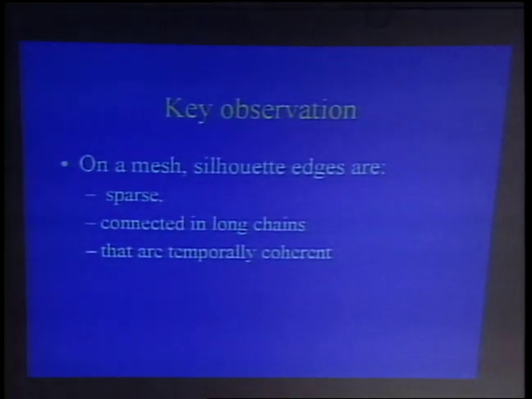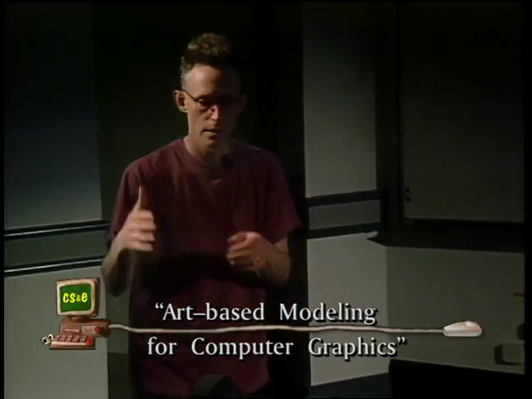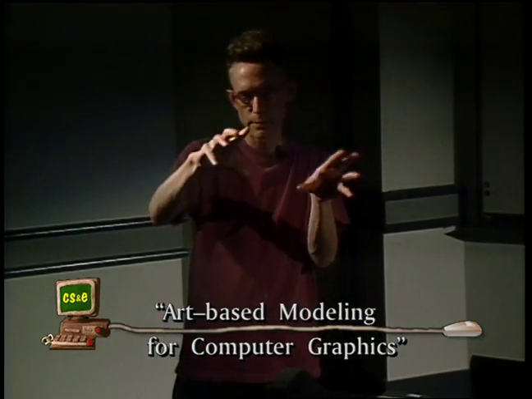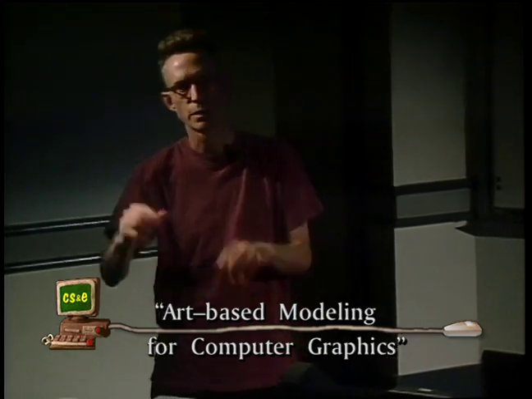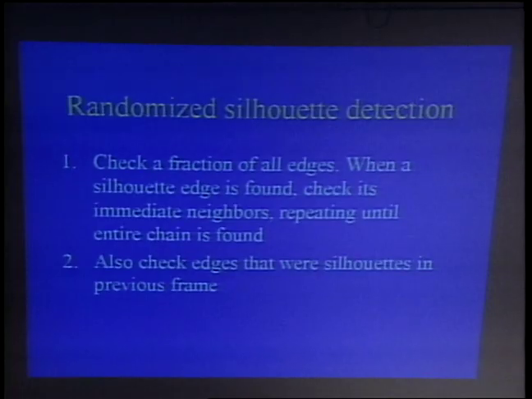And the other observation is that the silhouette edges tend to, under small changes of the camera, which you normally have, say, in an animation or an interactive session, typically some of the silhouette edges in a given frame will have been silhouette edges in the previous frame. So there's a kind of temporal coherence. They're not just completely randomly changing from one frame to the next. So based on those observations, we developed this randomized algorithm, which is pretty simple. It's easy to code, and it works very well. And I just wanted to go over this and explain how it works.